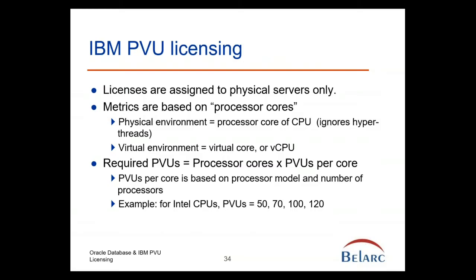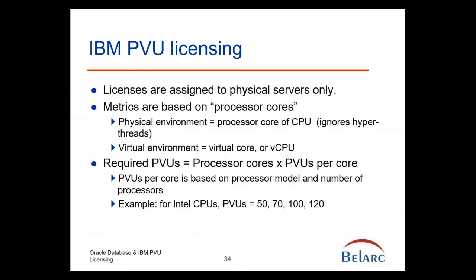So we're going to go through the same kind of organization. Just some general notes first. Again, with IBM, licenses are assigned to physical servers only. Unlike Oracle, IBM allows you to count the number of licenses required by virtual machines. Still, technically, the result of that is to assign a license to the physical server hosting that virtual machine.